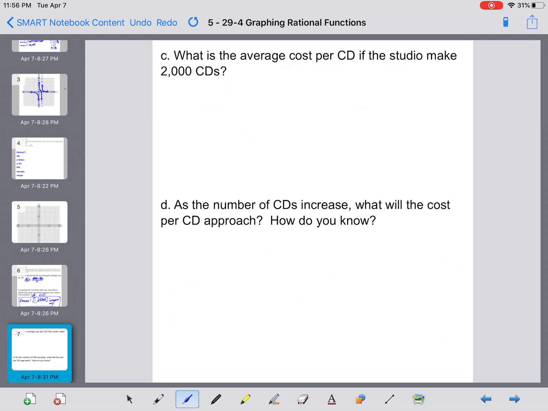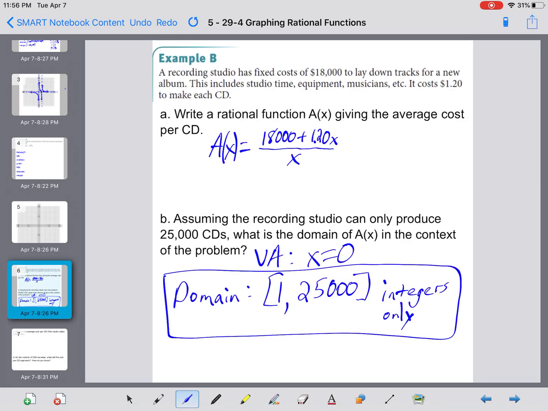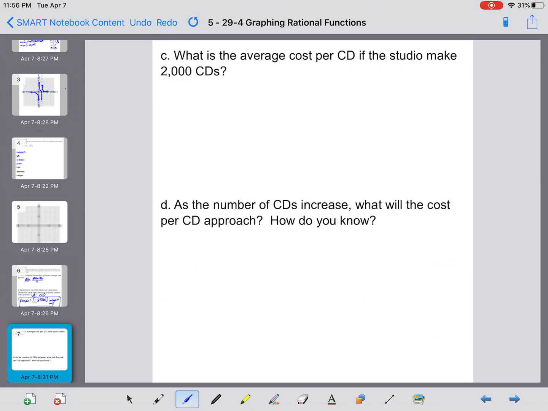So now C, what is the average cost per CD if the studio makes 2,000 CDs? So now what we want to do is take that function we have back here, A of x, and plug in 2,000 for x. The only thing you've got to watch out for is this number that I give you: am I giving you an x value or a y value? That's what you've got to watch out for.